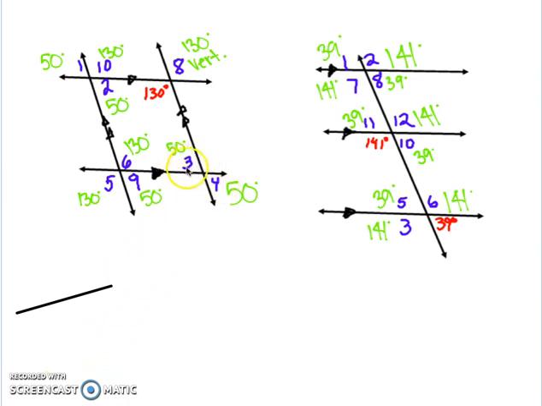Soon we will start solving for variables as well, where we can do like we did before with our angles: add them together, set them equal to each other to figure out what the variable would equal, and then be able to go back up and plug it in. And we'll look at those soon as well. But this is it for today.